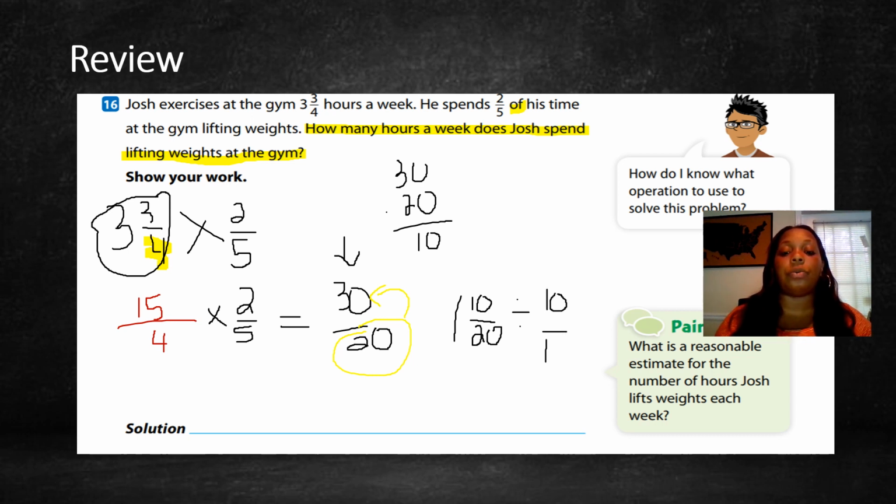So my new answer is going to be 1, and 10 divided by 10 is 1, and 20 divided by 10 is 2. So my answer is 1 1/2. He spends 1 1/2 hours at the gym lifting weights.